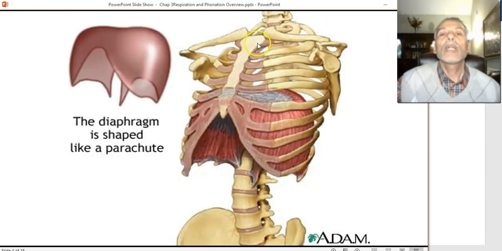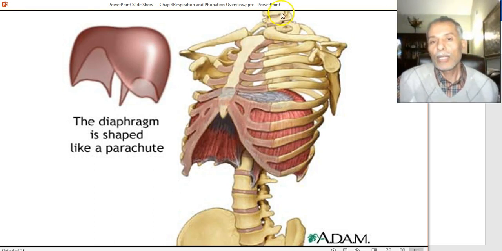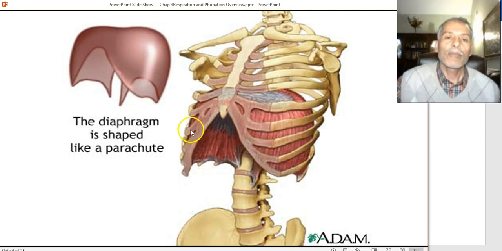So you can see here are the ribs, and then the sternum, manubrium, body, xiphoid process, and in the back you have the vertebral column. And out of each vertebra you have two ribs coming, one on the right, one on the left. So you have 12 on the right, 12 on the left, my right, my left.